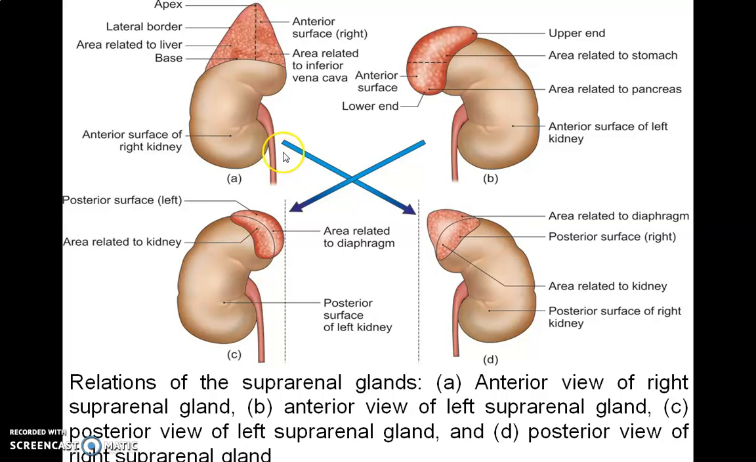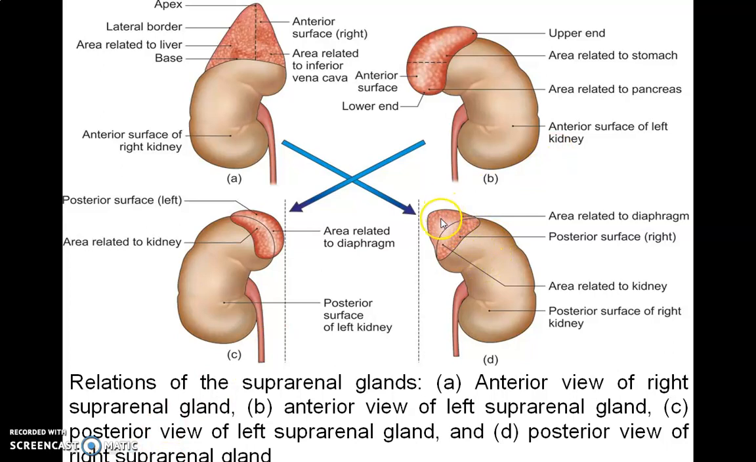Now we will see the relations of the suprarenal gland. First we will see the relations of the right suprarenal gland. The apex, as we have already seen, is related to the inferior vena cava. On the anterior surface, the medial area is related to the inferior vena cava. In the lateral area, the upper larger part is related to the bare area of the liver and the lower smaller part is related to the superior duodenal flexure.